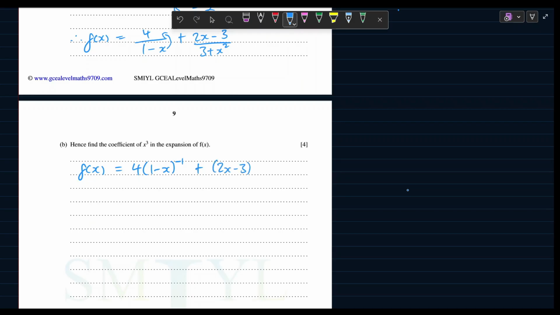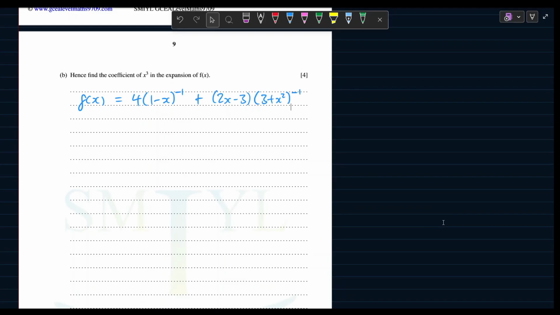And we want to take this denominator up. But be careful here, there's technically brackets here, and this is all to the power of 1. So when you take it up, it's all of this, 3 plus x squared, to the power negative 1. All right. And we are interested in the coefficient of x cubed. So let's start by finding x cubed from the first part here, from 4 times 1 minus x to the negative 1.